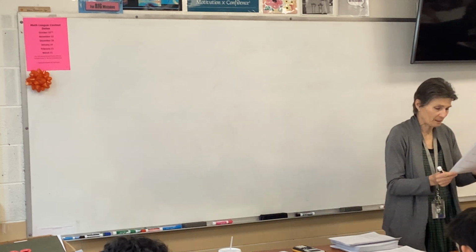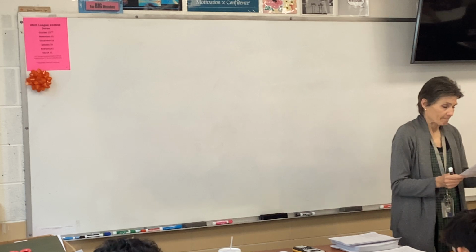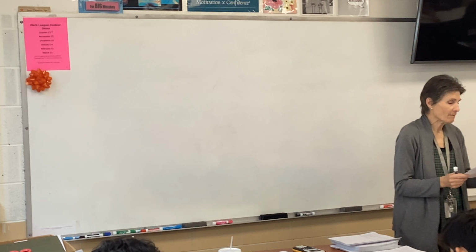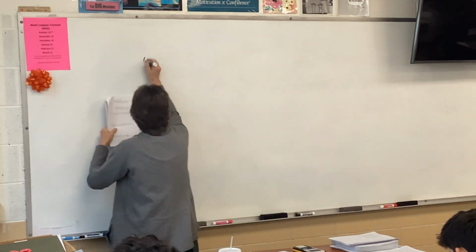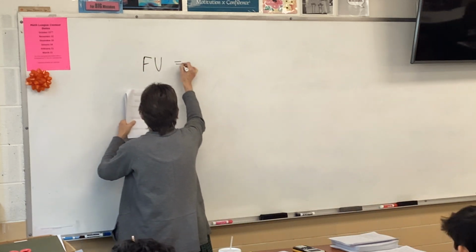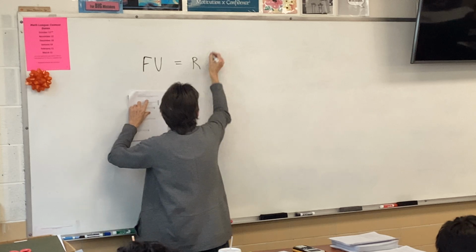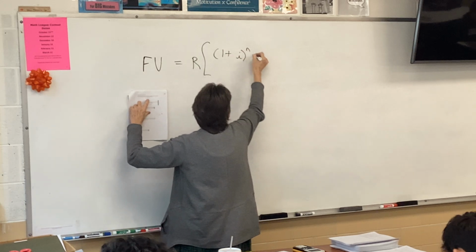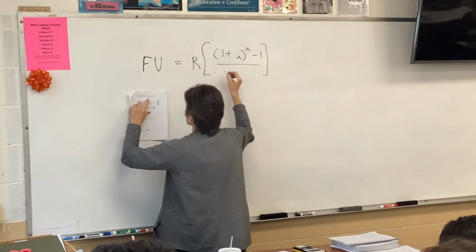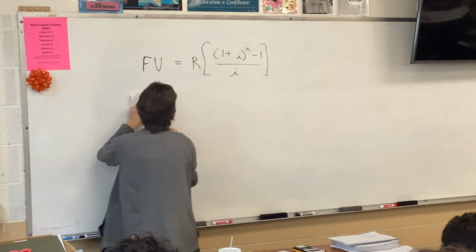Number 10. What's happening? Who's going to be PV or FV? FV. She's saving for the future. So here's my formula. You do not have to memorize this. I don't have this memorized. You just have to know how to use it.